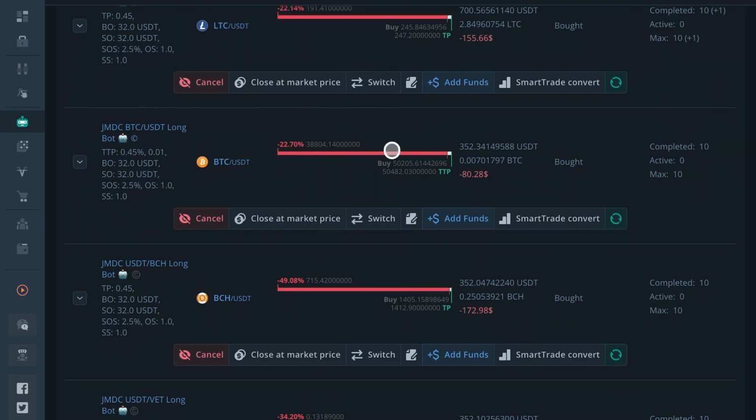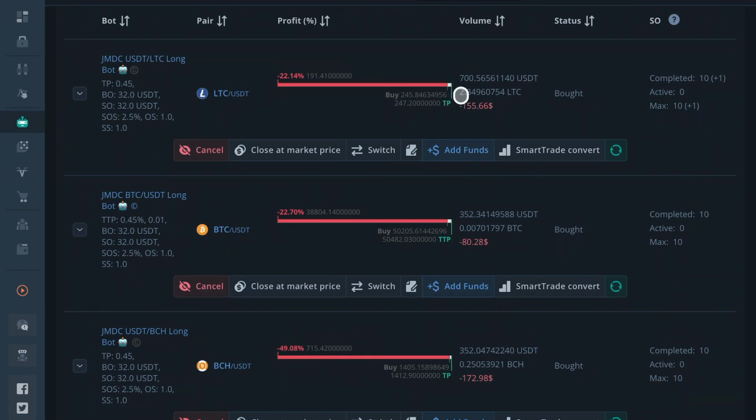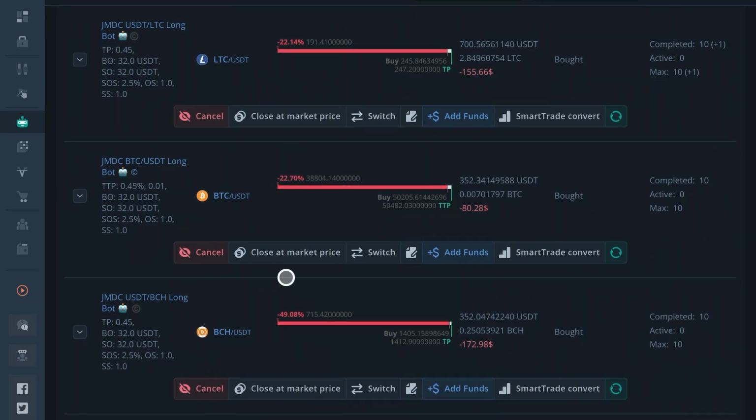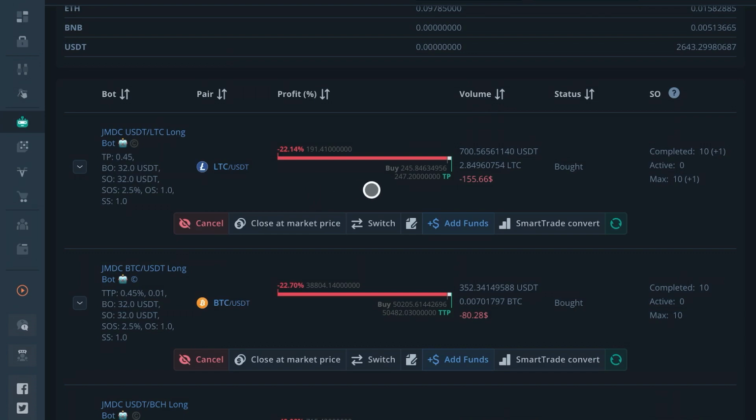Now it would still help to reduce your take profit goal. However, it's more efficient to attack the ones that are farthest away because it will have a more significant effect on the bot. So that is option 1, which is to add more funds.